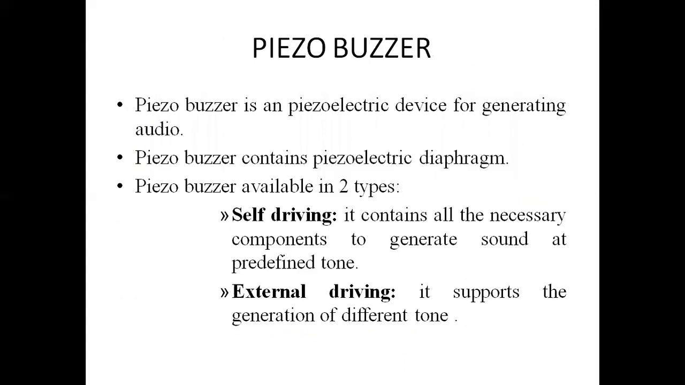So next is the piezo buzzer. A piezo buzzer is a piezoelectric device for generating audio. It contains a piezoelectric diaphragm. Piezo buzzers are available in 2 types. One is self-driving. What do you mean by self-driving? It contains all the necessary components to generate sound at a predefined tone. So in self-driving, the tone will be predefined, whereas in external driving, the tone can be different. So this is about the piezo buzzer.